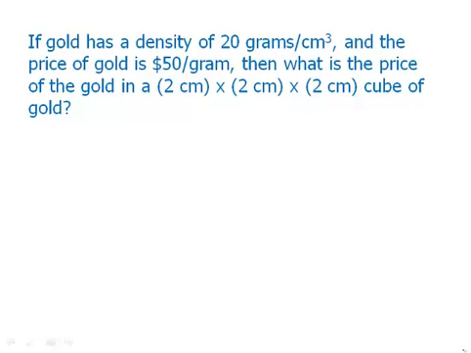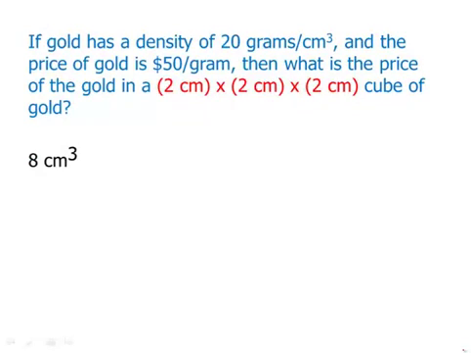Okay, this is very tricky. We have a couple rates. We have the 20 grams per cubic centimeter, we have the $50 per gram, and then we have this initial starting amount, the starting volume, which is 2 centimeters cubed. So the first thing I'm going to do is start there. I'm going to multiply those out, and I get 8 cubic centimeters.